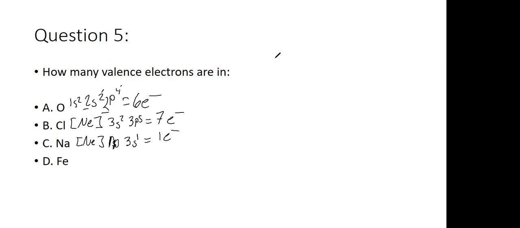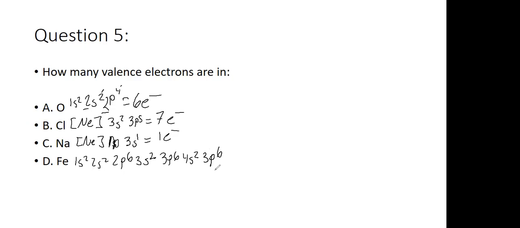Iron is what's gonna throw off most of you. At least usually that's what throws off most chemistry students. Right, so let me write out the configuration of iron. I'm gonna write out the full one for this one. So iron is 1s2, 2s2, 2p6, 3s2, 3p6, 4s2, and then 3d6. Yep. All right. So that is the electron configuration for iron.